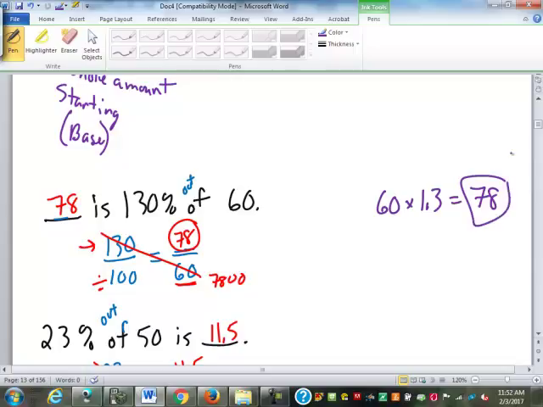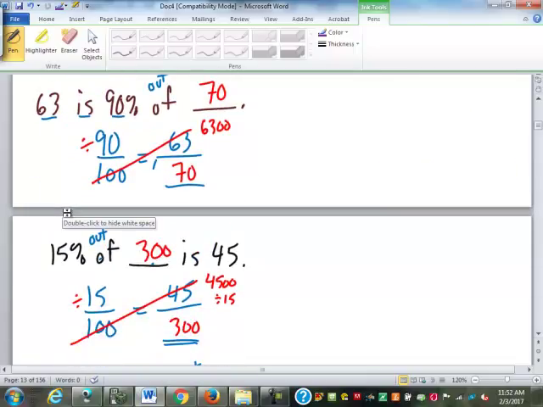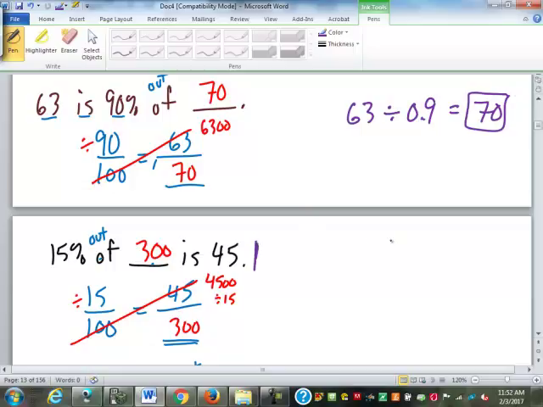Now that looks very simple, and for this type of problem it is. The problem is, let's go down to this one here. 63 is 90% of blank. Well, 90% is 0.9 as a decimal, but it is not 63 times 0.9. In this problem, you'd do 63 divided by 0.9, gives you an answer of 70. Same with this one. 15% is 0.15. It would be 45 divided by 0.15 to give you 300.